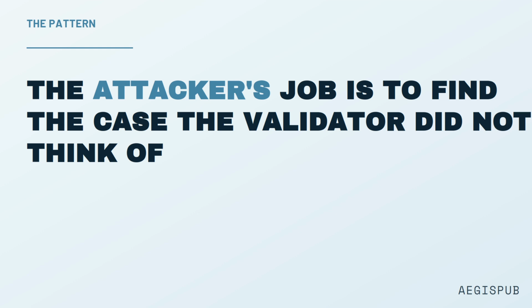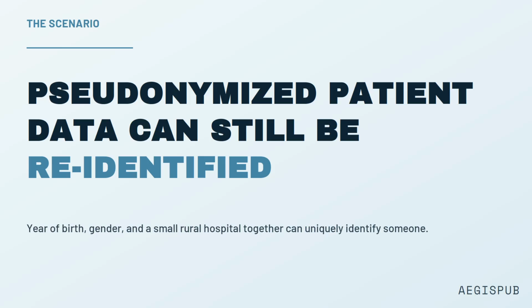The system has been running for 2 years when a new requirement arrives. A regulatory review asks the organization to demonstrate that patient data cannot be re-identified by anyone who gains access to the research database. The review is concerned specifically about the combination of demographic fields, year of birth, gender, and the name of the small rural hospital where the patient was enrolled, which together might uniquely identify individuals in a dataset small enough for cross-reference. The security architect is asked to assess the risk and propose controls.